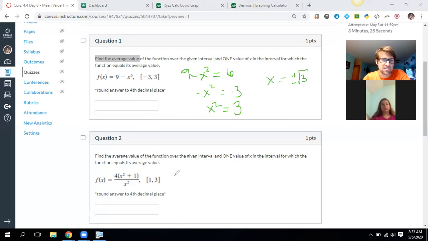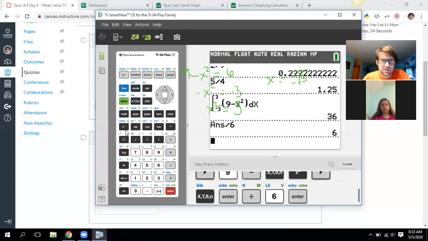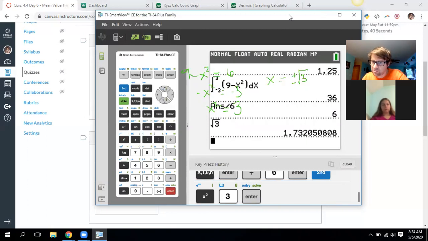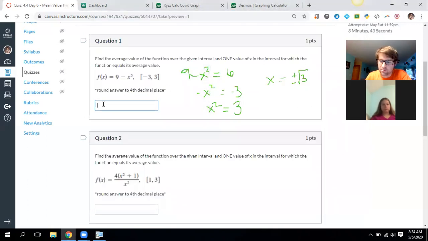So that's what we're going to type in here. We get the decimal answer of that. What is the square root of 3? 1.7321. It just says to find one of them, so here we have 2 answers.